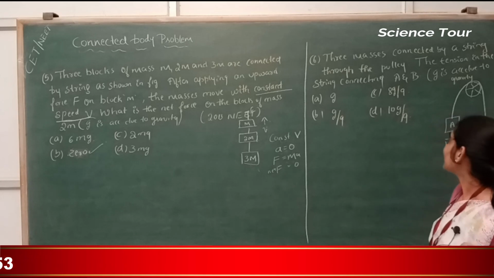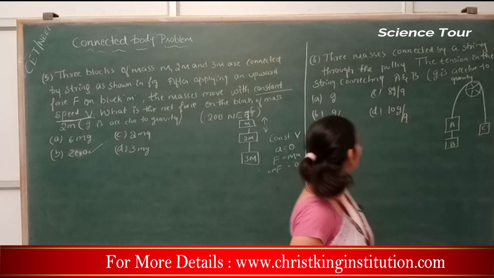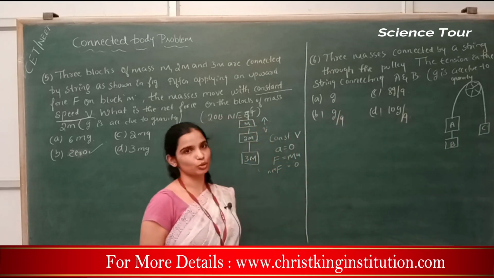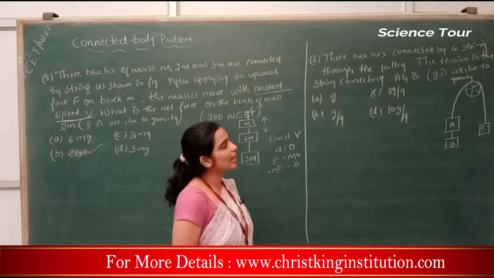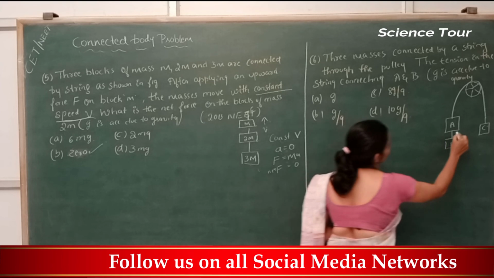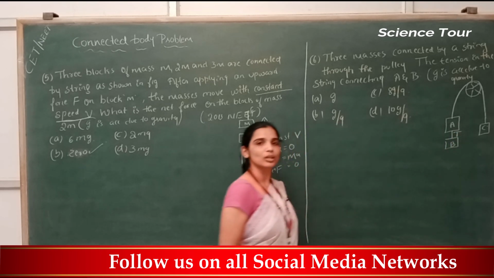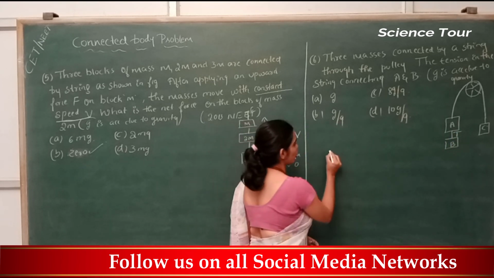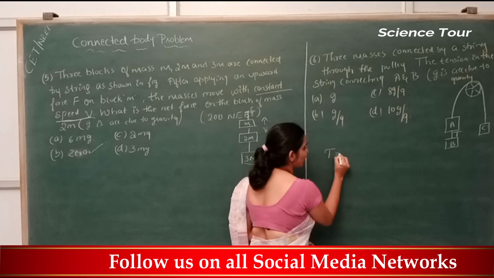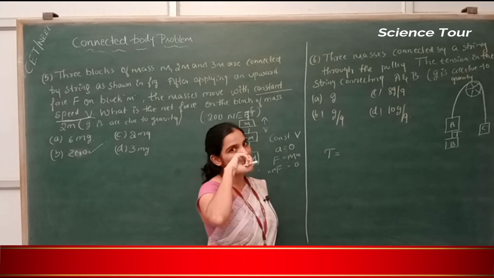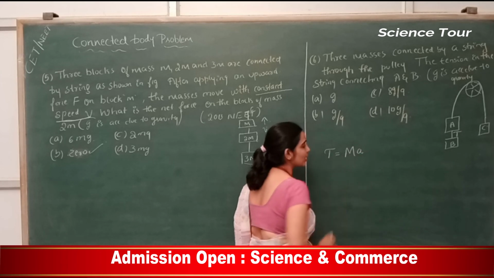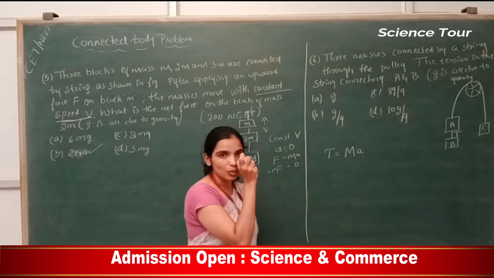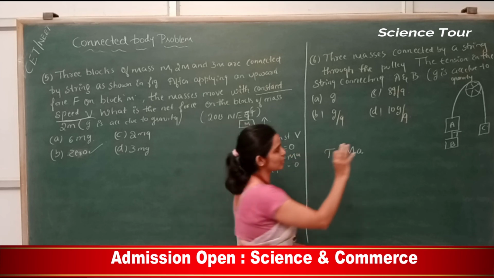Next, 3 masses connected by a string through a pulley. So this is a pulley related problem. The tension in the string connecting A and B, they are asking the tension here. So what is tension equal to? For a pulley problem, if you remember, mass into acceleration is nothing but tension. So what is the acceleration of this whole system?